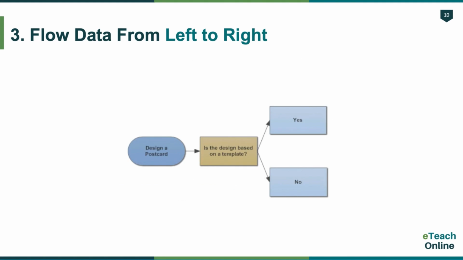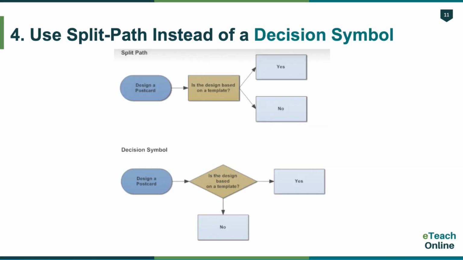Number 3, flow data from left to right. Structuring a flowchart from left to right makes the information easy to read and comprehend. Number 4, use a split path instead of a traditional decision symbol. Traditional flowcharts use a diamond symbol to represent a decision. There are 3 inherent problems with this. Number 1, a decision symbol immediately introduces 2 directions of information flow, breaking the left to right rule and making the flowchart more difficult to follow.